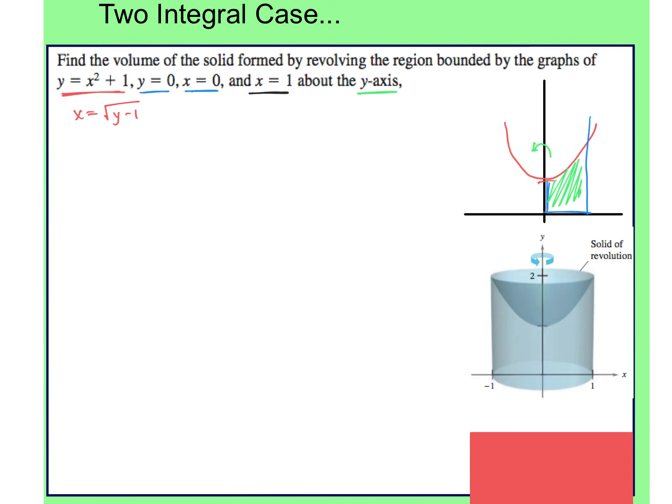It's both. This one's both. Because from this portion would be a what? A disk. This portion would be a washer. So how many integrals am I going to have to use here? I'm going to have to use 2.